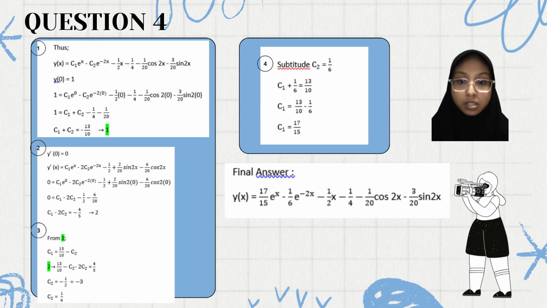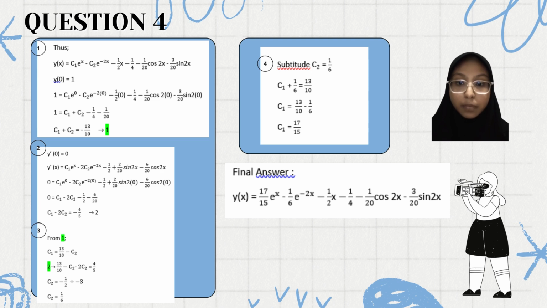Thus, y(0) equals 1, so 1 equals c1 e to the power 0 plus c2 e to the power negative 2 multiply 0 minus 1 over 2 times 0 minus 1 over 4 minus 1 over 20 cos 0 minus 3 over 20 sin 2 multiply 0. Next, 1 equals c1 plus c2 minus 1 over 4 minus 1 over 20. So for equation 1, c1 plus c2 equals 13 over 10.